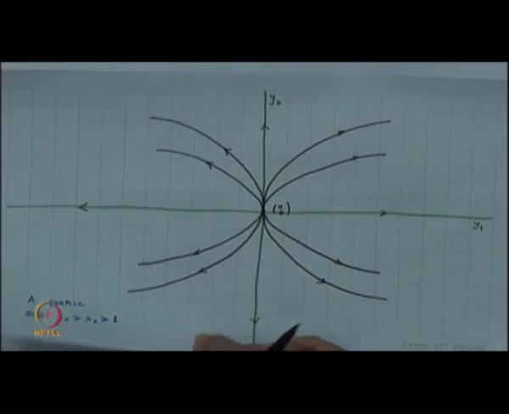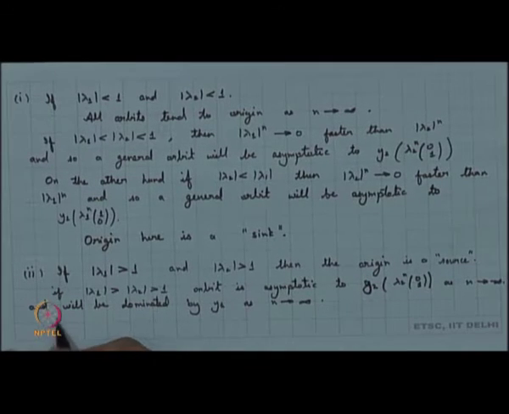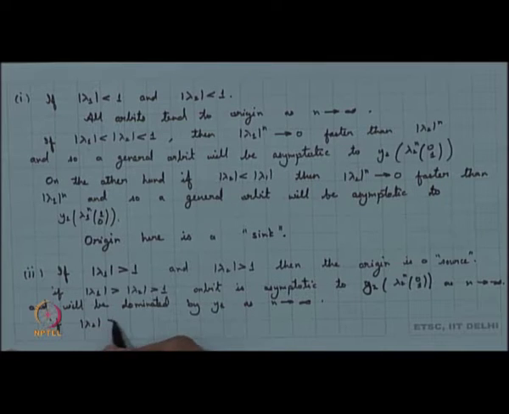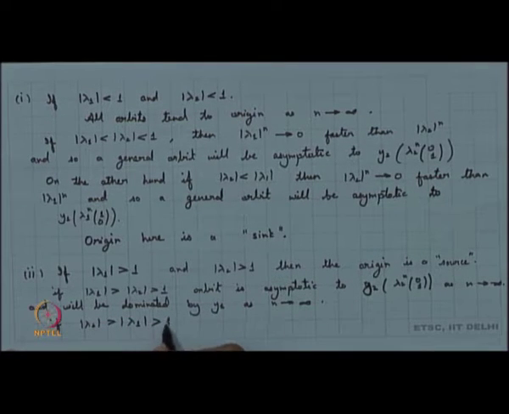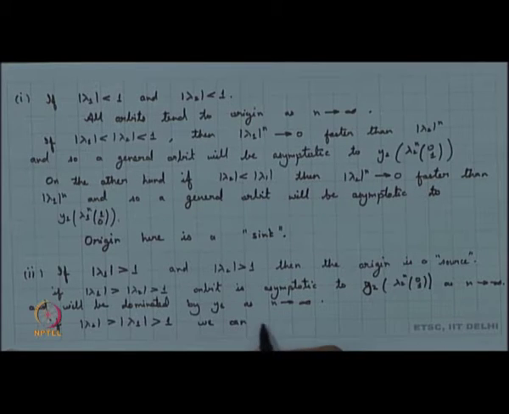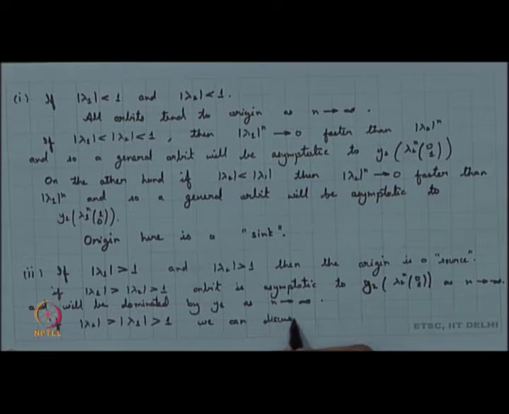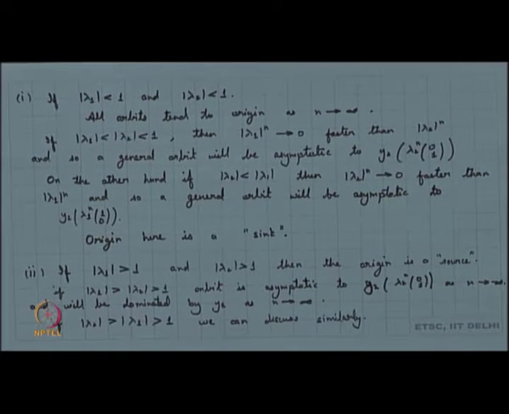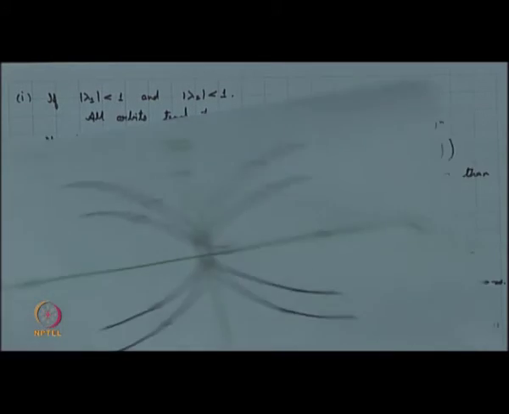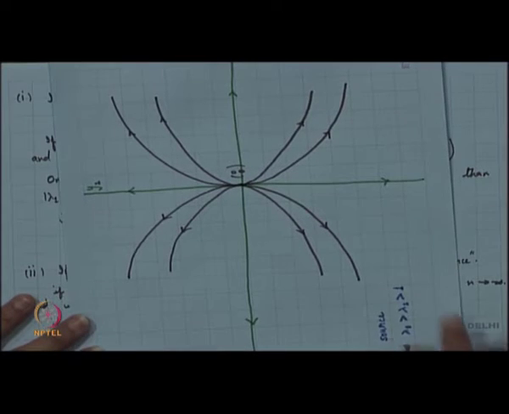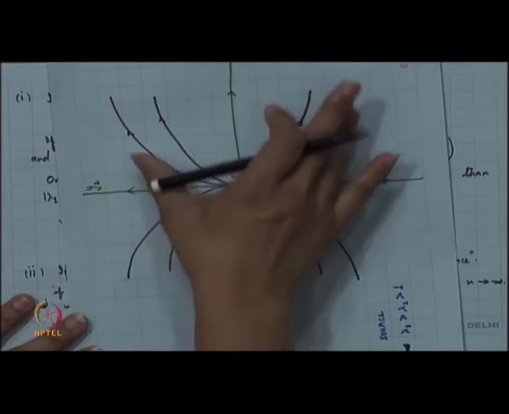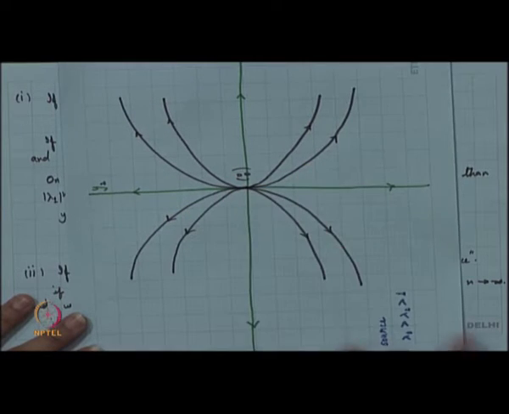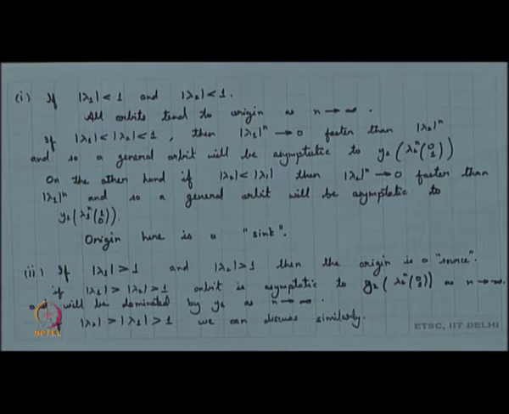What happens now if mod of lambda 2 is greater than mod of lambda 1 is greater than 1? We can discuss similarly. So, what happens in that particular case? Again we can have a similar concept here, but then here I would have something like this. This is my y1, this is my y2, and everything is coming up in this particular direction. So, it is just the same idea here.